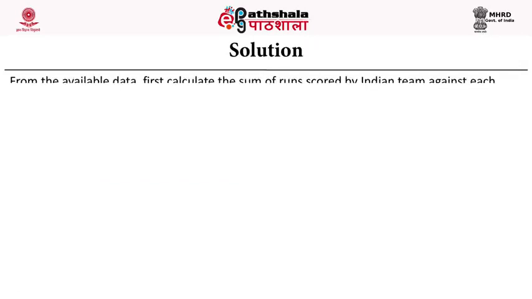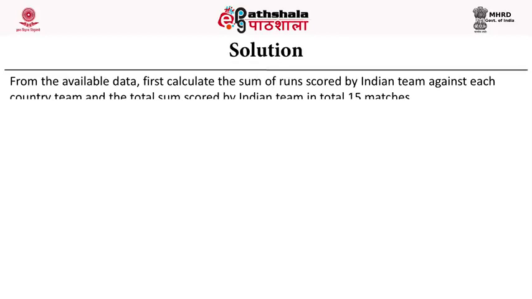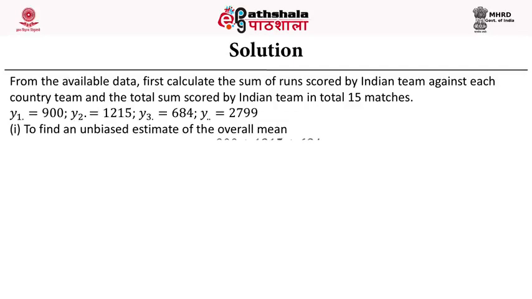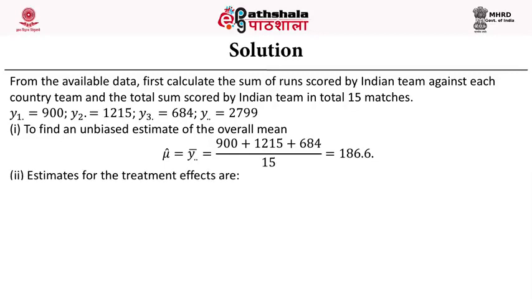From the available data, first calculate the sum of runs scored by the Indian team against each country team and the total sum scored by the Indian team in total 15 matches. So y1 dot is equal to 900. That means the score scored by the Indian team against Sri Lanka is 900 in total, and y2 dot, the total scored by the Indian team against Australia, is 1215 runs, and similarly y3 dot is equal to 684, and y double dot, the grand total scored by the Indian team against different country teams, is 2799.